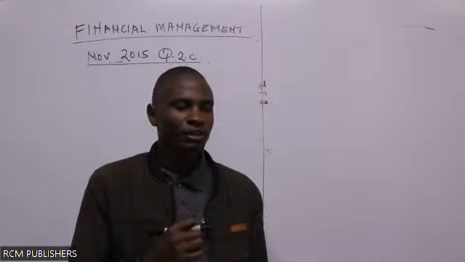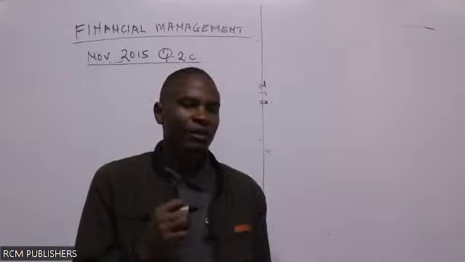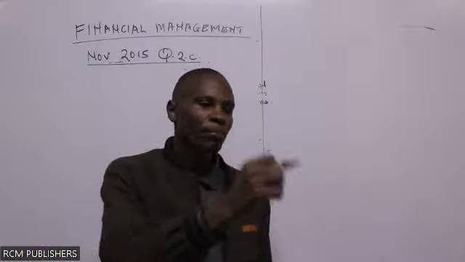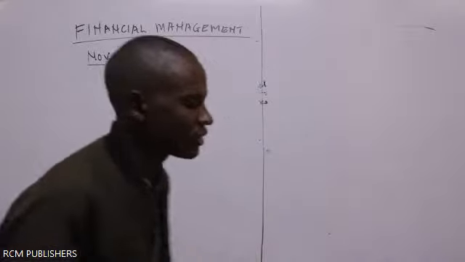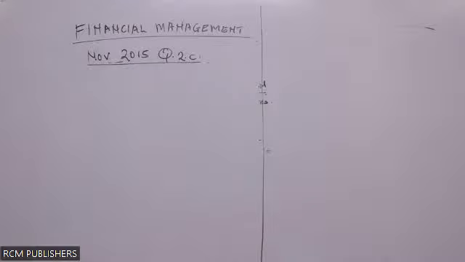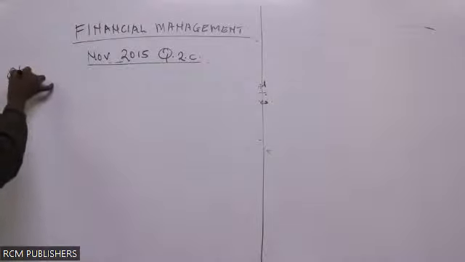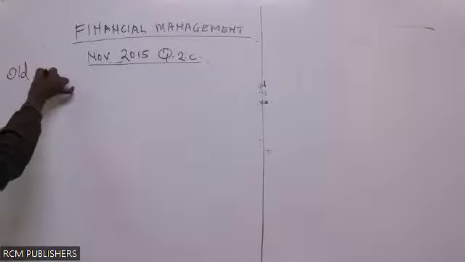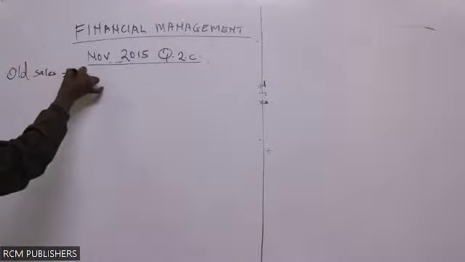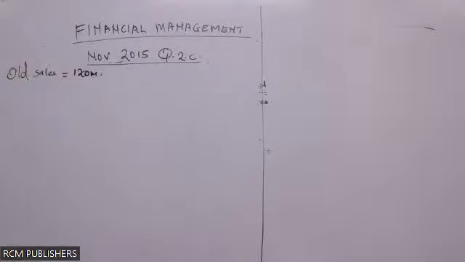It is 120. After the change of the policy, give me the new sale. New sale. So, old sale is equal to 120, of course, million. What will be my new sale?